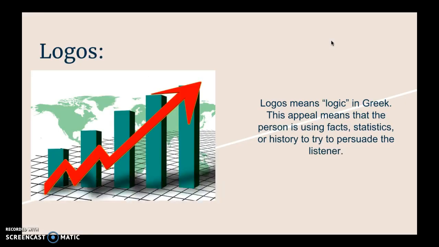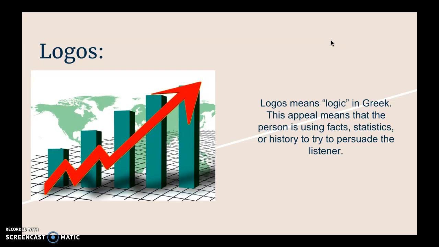Logos is the last logical appeal. It means logic in Greek. This means that a person is using facts, statistics, or history to try and persuade the listener. Facts are items that do not change. They're items like gravity and the earth revolving around the sun. These items have been researched, experimented on, and proven over several years of time.